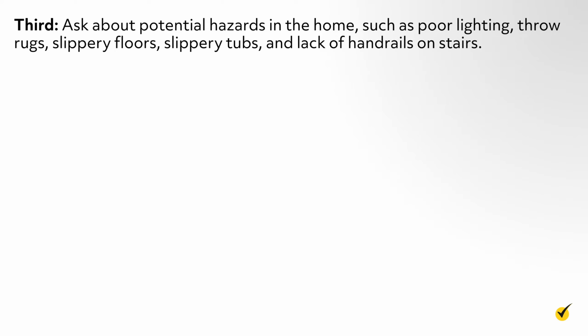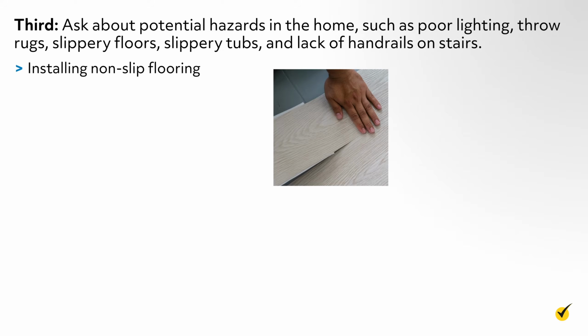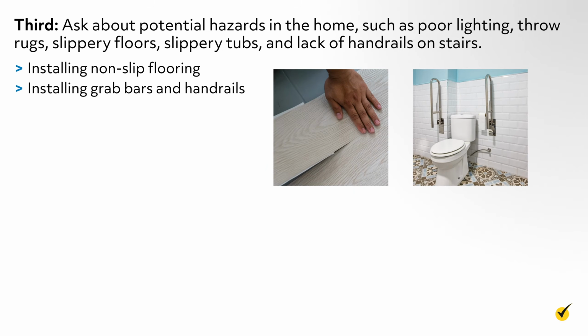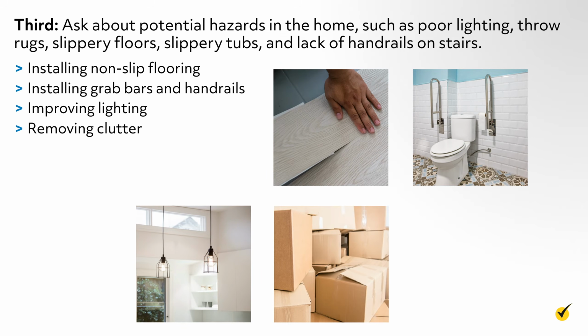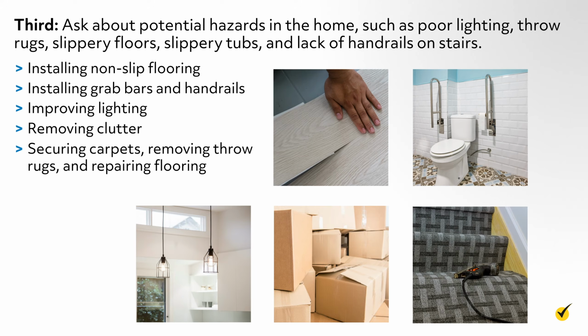Third, ask about potential hazards in the home, such as poor lighting, throw rugs, slippery floors, slippery tubs, and lack of handrails on stairs. If there are environmental hazards, then the appropriate intervention is to refer to an occupational therapist who can evaluate the home for safety issues and make recommendations such as installing non-slip flooring, installing grab bars and handrails, improving lighting, removing clutter, and securing carpets, removing throw rugs, and repairing flooring.